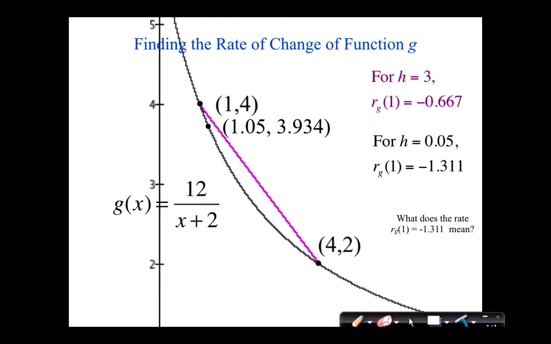It's not just about slope and the physical shape of graphs. This rate of change, negative 1.311 approximately, in decimal form, means that in the moment when x is 1, the y values are changing by negative 1.311 times the rate at which any x values change. So if I change x by a little bit, for any amount that I change x, y is going to change by 1.311 times as much, and in the opposite direction.